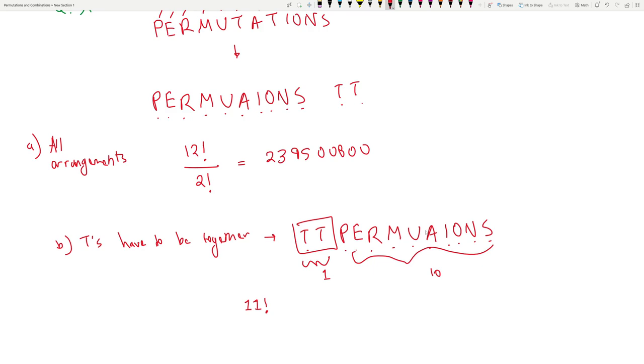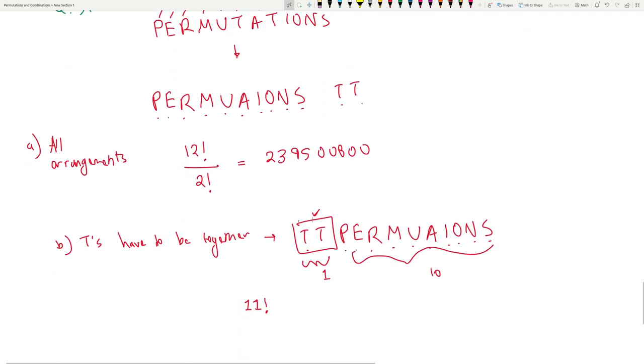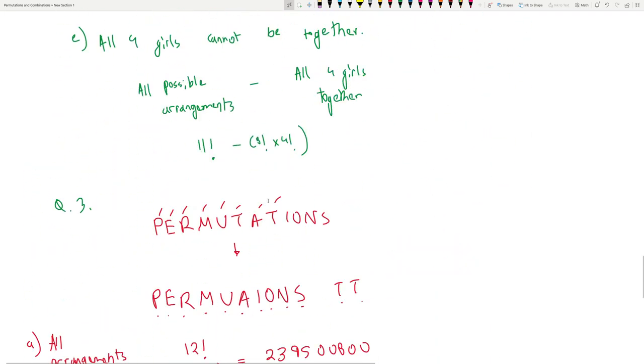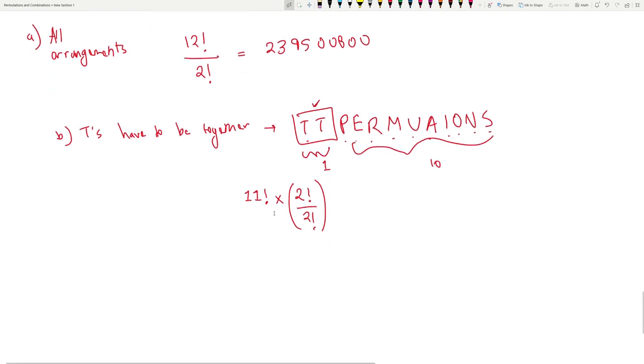But now we have to consider, remember when I did the girls, the 4 girls can interchange in between, but they were unique, but the T's are not. So you can opt to not write them completely, or you can do this. The T's are going to interchange between each other, but since they are identical, I'm going to divide it by 2 factorial again. So 2 factorial for the interchanging and divide by 2 factorial because they're identical. You can choose to cross this out because the value is 1. So the answer is 11 factorial.